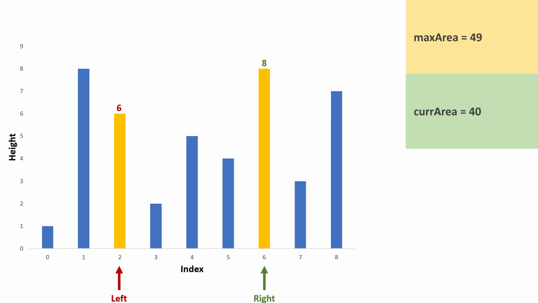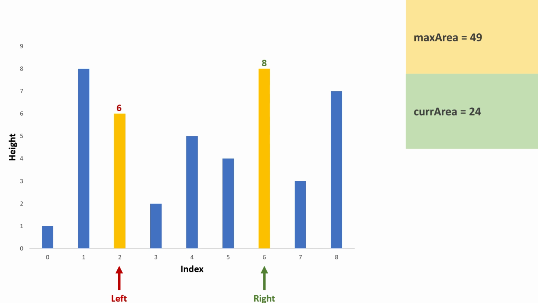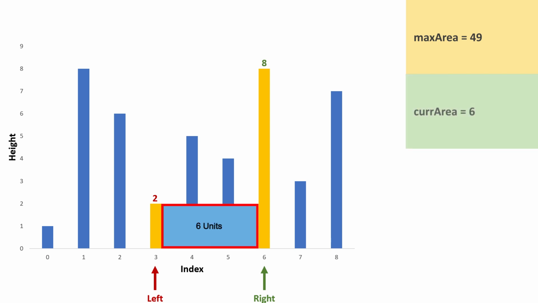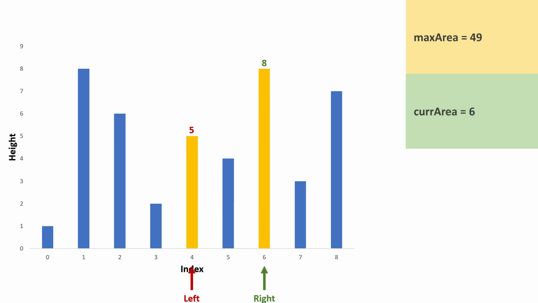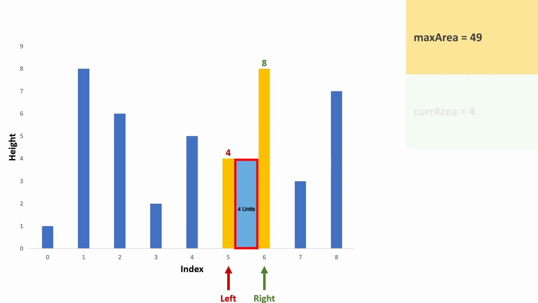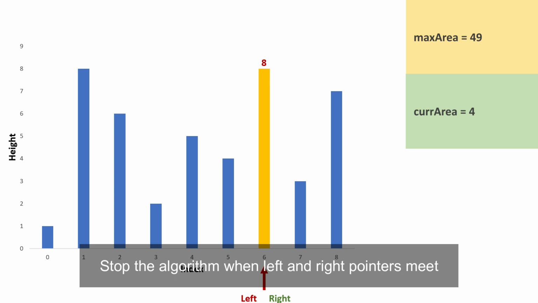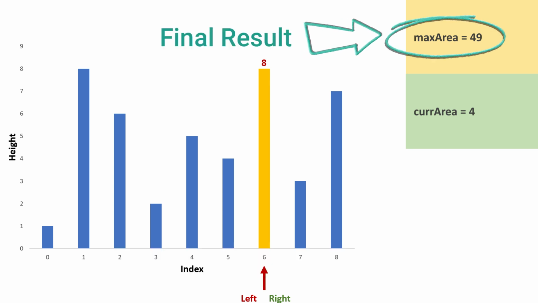Next, current area is equal to 24 units, which is again less than the max area, so no need to update max area. And left pointer height is less than the right pointer height, so we move the left pointer inwards. Let's repeat the same process again. Current area is equal to 6 units. Again, no need to update the max area. We move the left pointer inwards again. Once again, current area is less than our max area, and we move the left pointer, and same again with this combination as well. At this point, both our left and right pointers meet. This is where we need to stop the algorithm and return whatever is in the max area variable as the result.